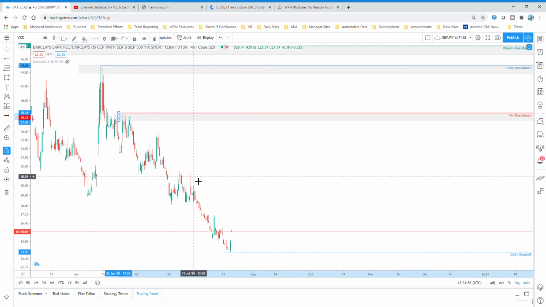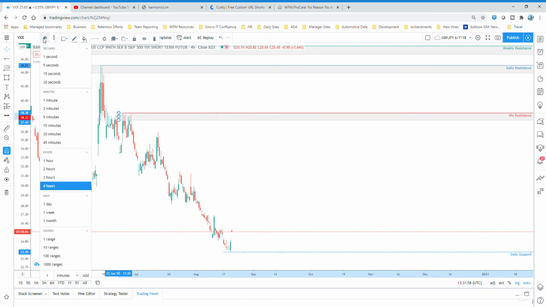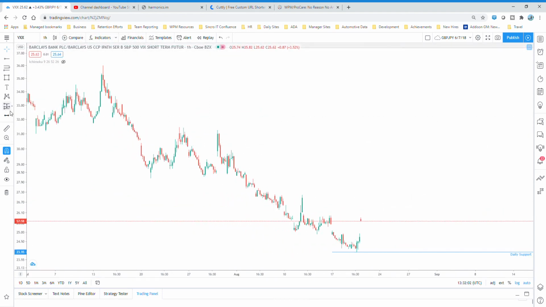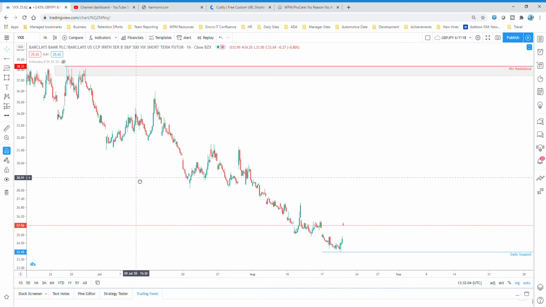Okay. And then we'll drop down to the 1 hour. On the 1 hour, definitely got some fun things to see here. We got a few areas where price changed. Got a swing high there, swing high here. We got a lot of action right here.